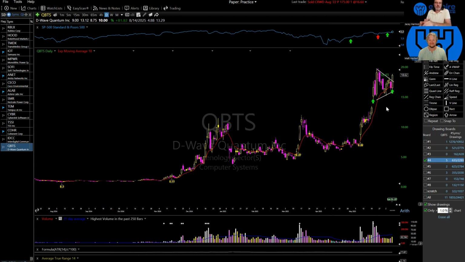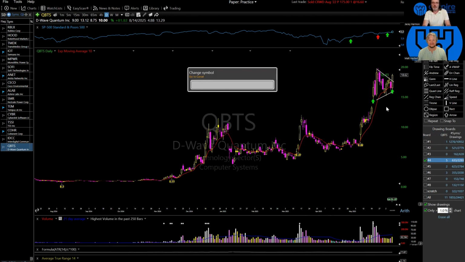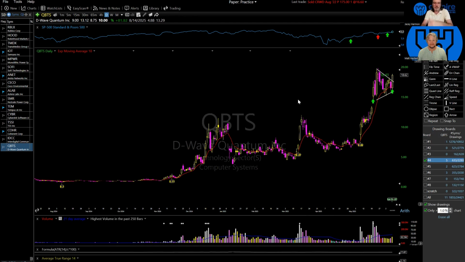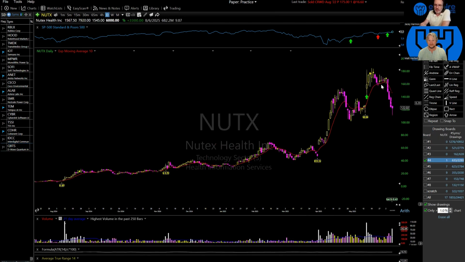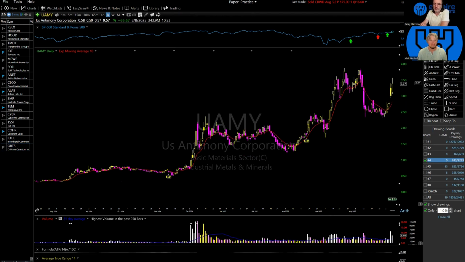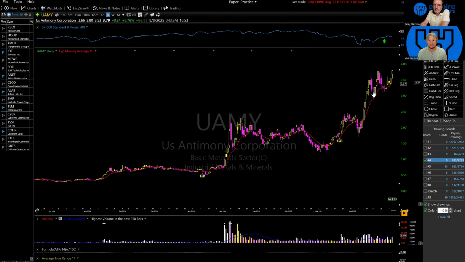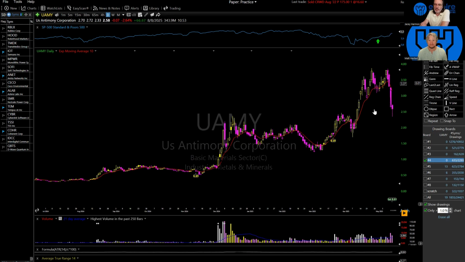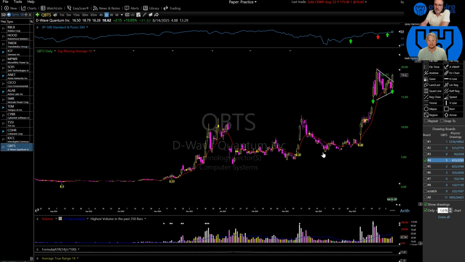I don't know. Some of these flags, if I remember correctly, I can't remember which ones, but they've all broke down, like NUTX. That had a really nice flag going, and then it broke down. The difference is this one's broke out, right? Nutex was still in its wedge when it broke down. This one appears to be breaking out. So I'm kind of hoping it's similar to UAMY and just run, in this fact that I'm able to get out. UAMY ended up reversing pretty hard, but I'm kind of hoping Qubits has a little bit of a better run there. So we'll see what that one does. But that's one I have there, and that's probably my newest holding.